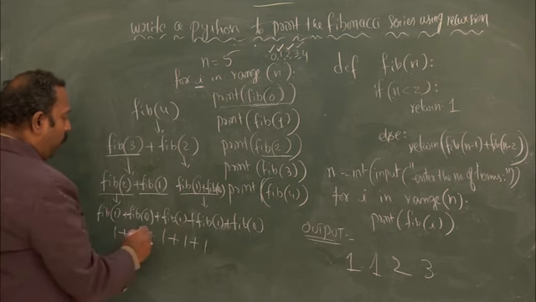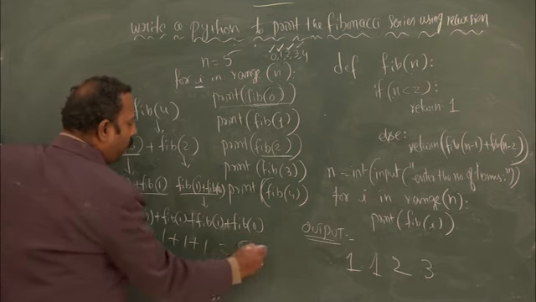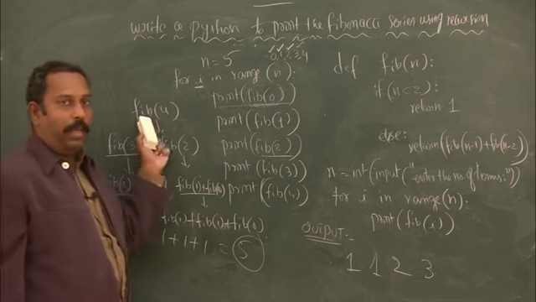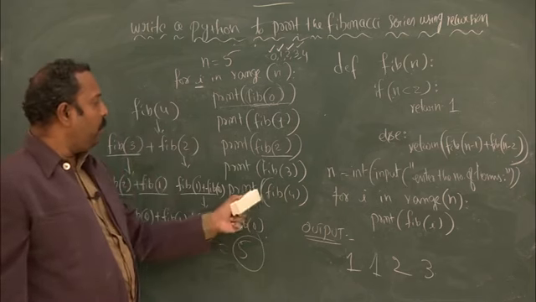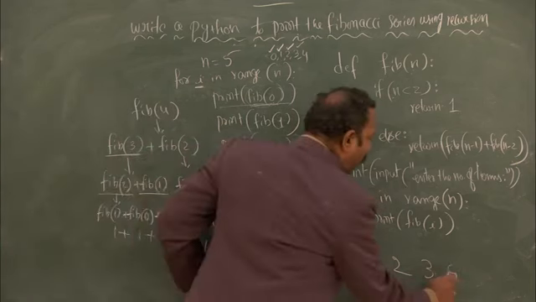So what is the output? 1, 2, 3, 4, 5. So you got the output 5. So fib of 4 means you got the output 5. For this particular print, fib of 4, you got the output 5.